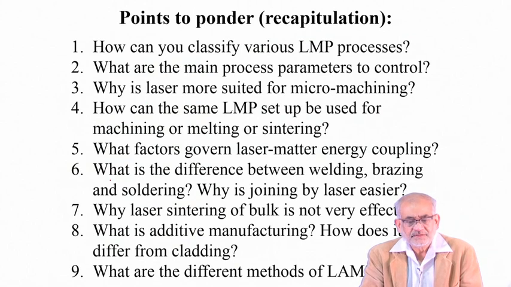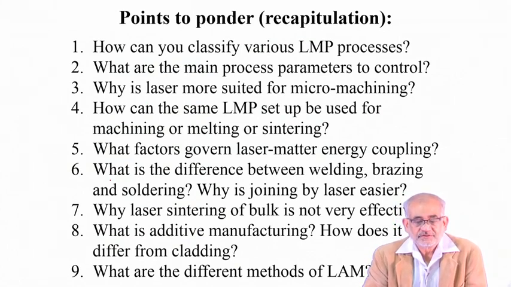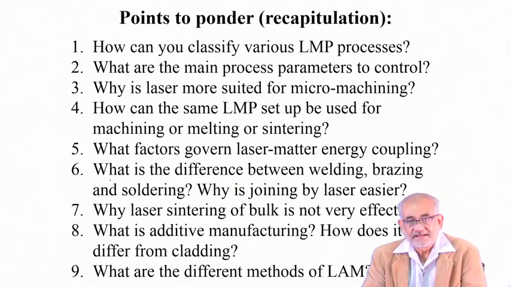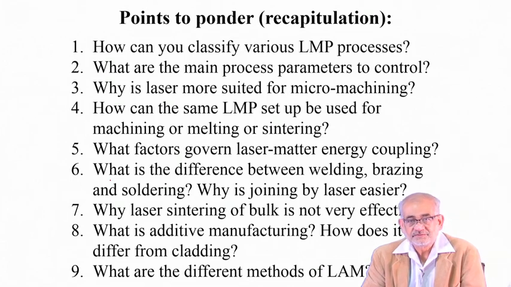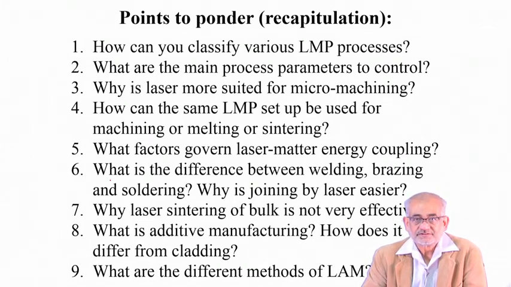So by way of recapitulation, I would say that we can classify the material processing into four major groups of removal, machining, addition or shape changes and so on. Various forms of manufacturing, or we can do joining, similar or dissimilar, same thickness, different thickness, same composition, different composition, or we can do surface engineering. So these are the four major possibilities: forming, machining, joining, surface engineering. The main process parameters remain the interaction time and power density, the focal point, and so on.